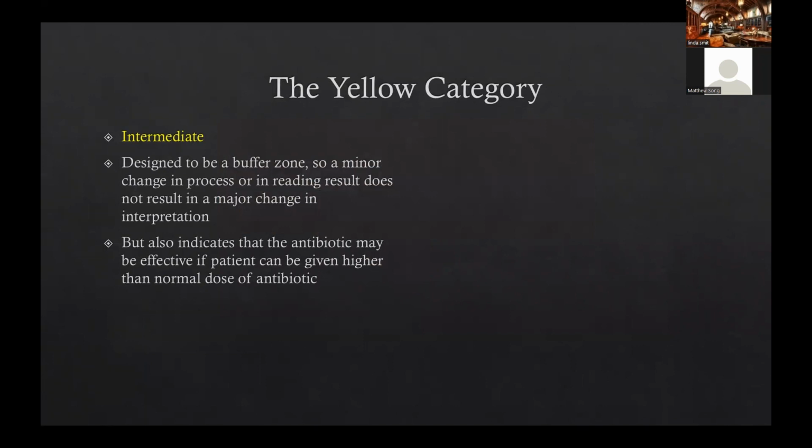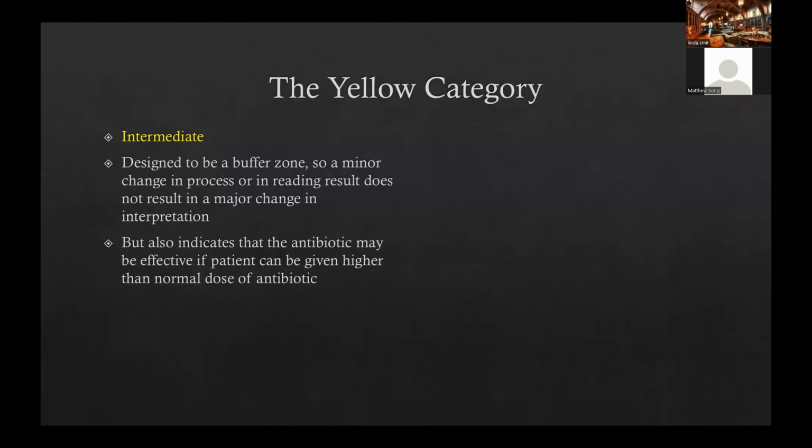Most of these are reported out as intermediate. So the intermediate category has been around for a long time, for decades. And it was designed to be a buffer zone, because you're not going to get exactly the same MIC every single time. You may waver a little bit. Okay, so we didn't want a situation where a minor change in how the test was set up or a minor change in how it was read led to a major change in interpretation.